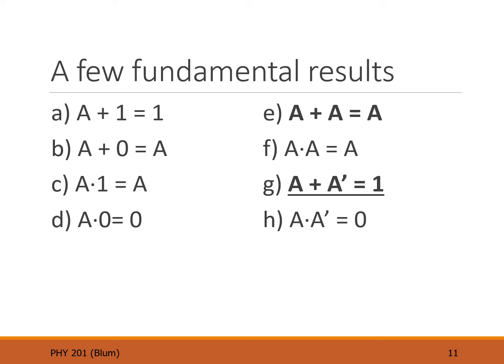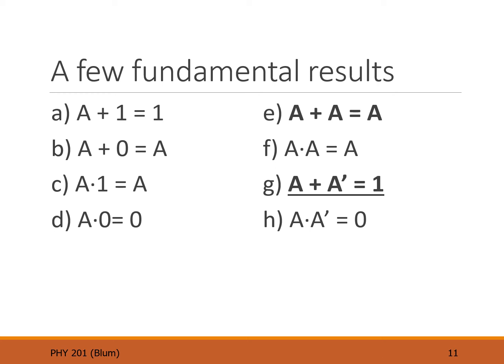So that's the first A, B, C, D. E tells you that A ORed with A is just A. So this is one of the differences between Boolean algebra and regular algebra. This would be 2A in regular algebra, but there's no such thing for Booleans. They're either just true or false. So A or A is A, and similarly A ANDed with A is also A.